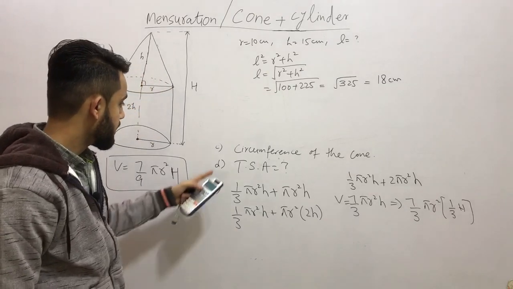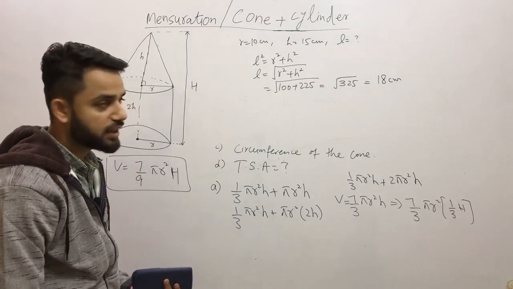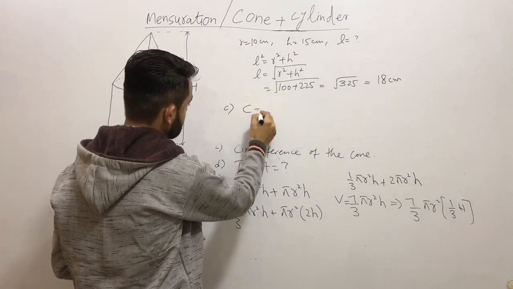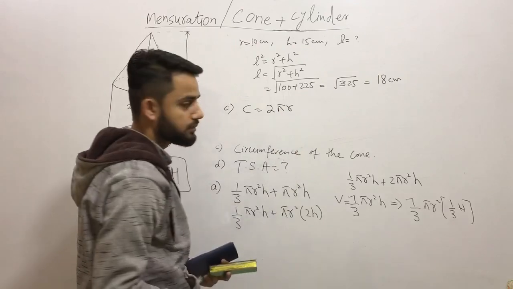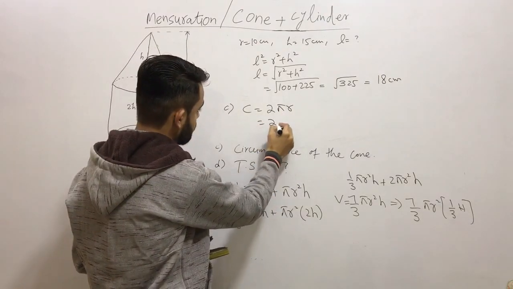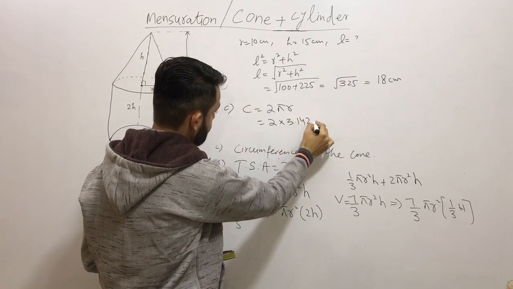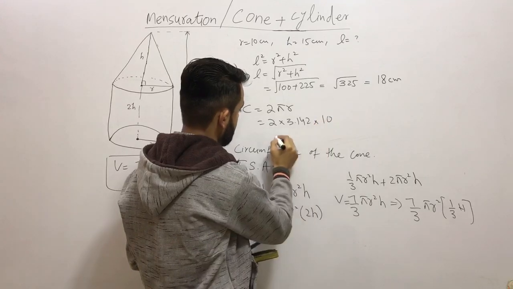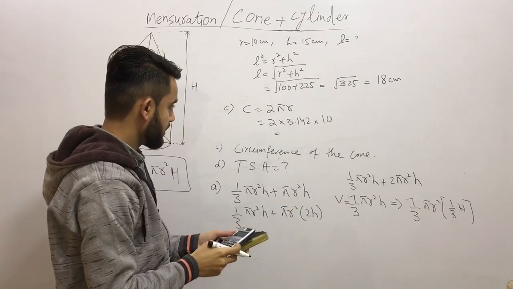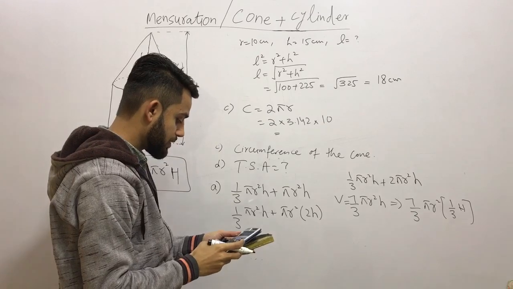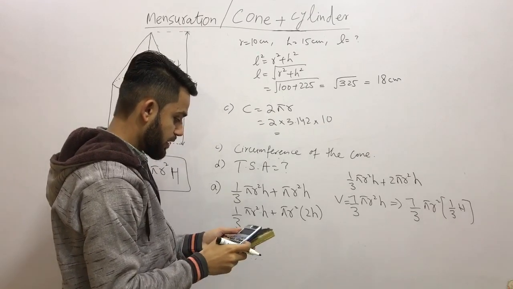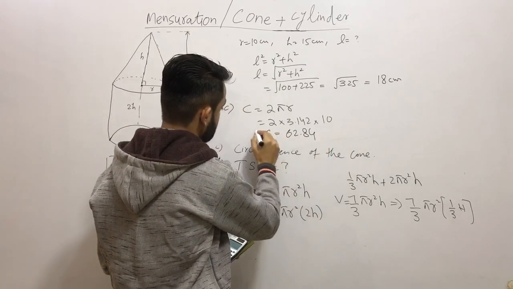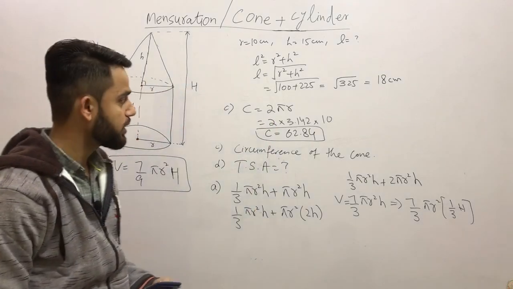Okay, what's this C part? It says circumference of the cone. That's what we need to find. Okay, for circumference of a cone, we know that C part, it is 2 pi r circumference. So plug in the value 2 pi, you can use 3.142 multiply by r is 10. Yeah, r is 10. So let's simplify it. 10 times 2 is going to be 20 multiplied by 3.142, and this would be equal to 62.84. So that is the circumference of a circle that we are having.